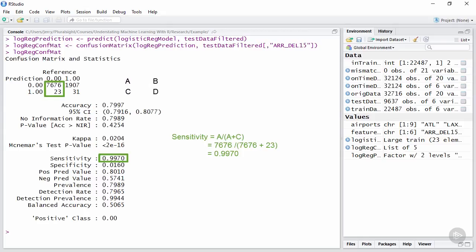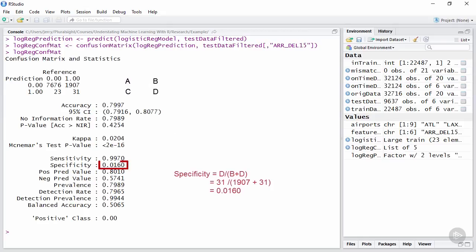Sensitivity is the measure of how the model predicts no delay when there is no delay. This is A divided by A plus C, and at 0.9970 is excellent. Specificity is the measure of the model's ability to predict delay when there is delay. Specificity is D divided by B plus D. Unfortunately, here the model is poor at 0.016.